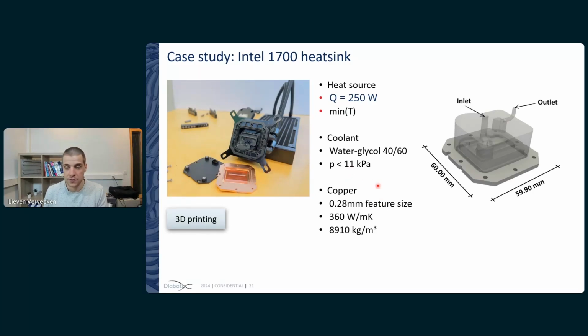And for the structures, or the TPMS structures that are made, they'll be made out of copper with a 280 micron feature size, meaning that the structures need to be at least 280 microns in thickness, but they can be bigger. And the copper that we consider has a thermal conductivity of 360 watts per meter Kelvin. And of course, whatever is open here, that's where Coldstream can generate those structures.